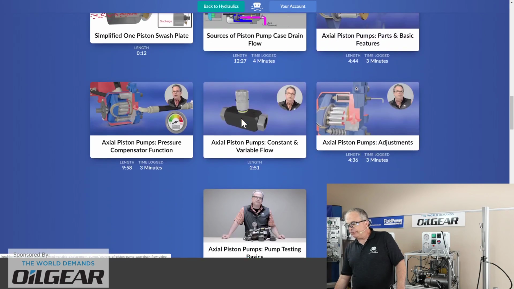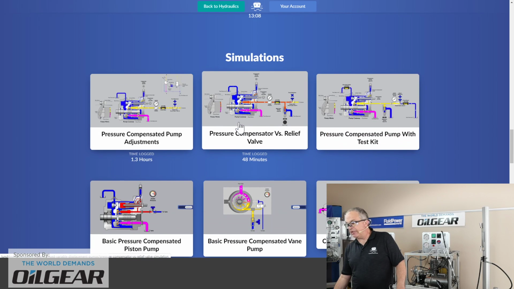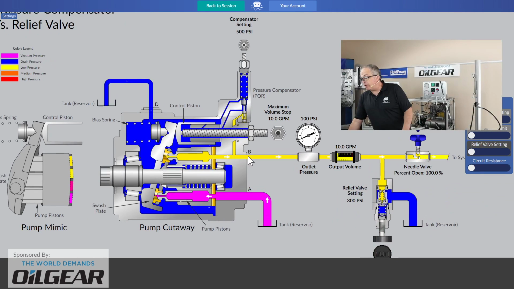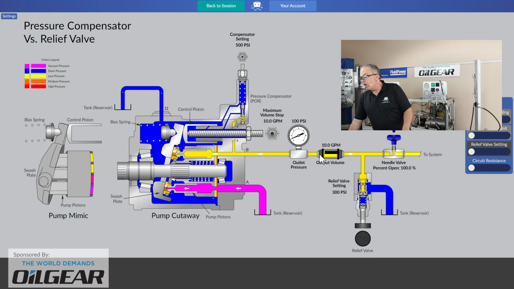So the second simulation that we're going to get into here is just to remind ourselves that in many a case, pressure compensated pump on the outlet in many cases often will still include a relief valve.